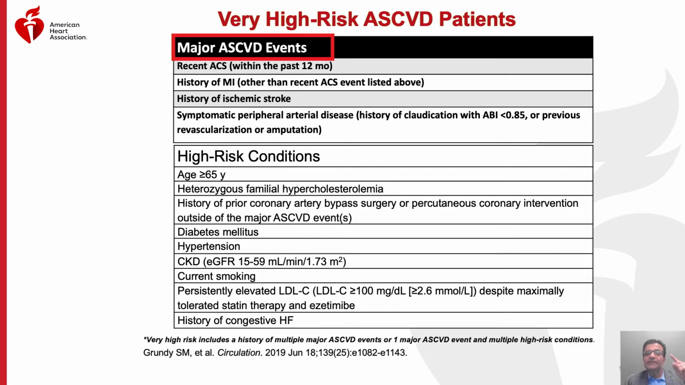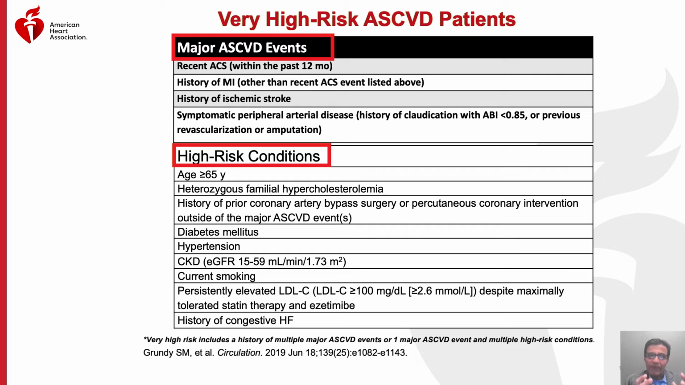On the other hand, if somebody has one major ASCVD event but has 2 or more high-risk conditions, which include age, heterozygous FH, prior bypass surgery or PCI, diabetes, hypertension, CKD, current smoking, persistently elevated LDL cholesterol, or a history of congestive heart failure, so if you have one major ASCVD event and 2 or more of these high-risk conditions, you are again considered a very high-risk ASCVD patient. I'll show you what proportion of secondary prevention patients fall into this very high-risk category in a few minutes.